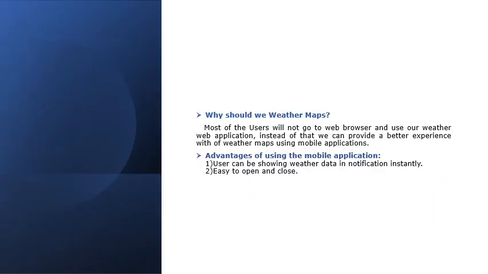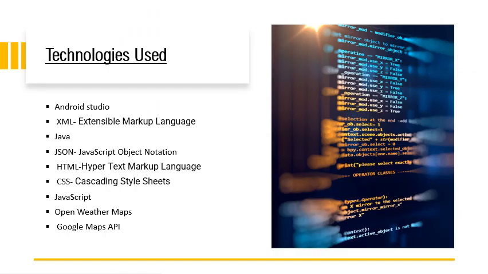The next part of the slide, why should we use weather maps? Most of the users will not go to the web browser to use our weather map application. Instead of that, we provide a better experience of weather maps using a mobile application. The main advantages of the mobile application are, first, the user can see weather data in a notification instantly, and the second is that it is very easy to open and close. From now on, technologies will be discussed by Abhilash Ballareddy.